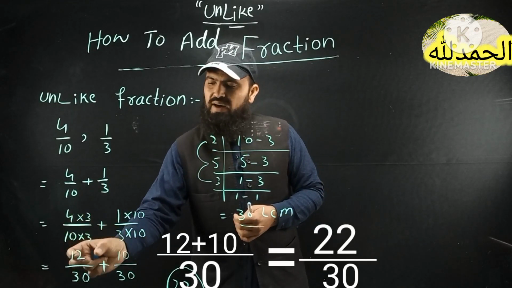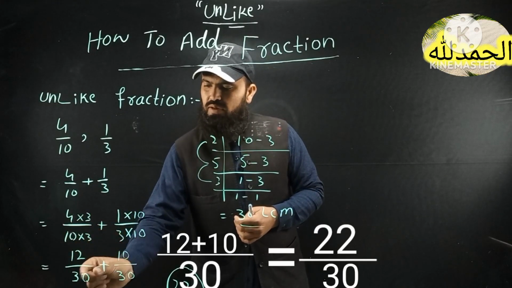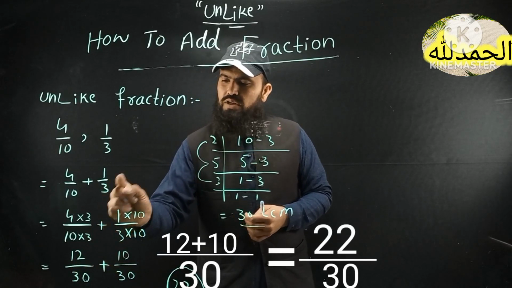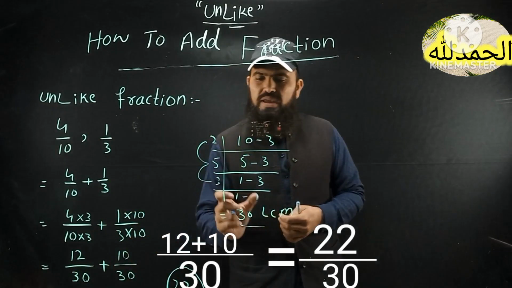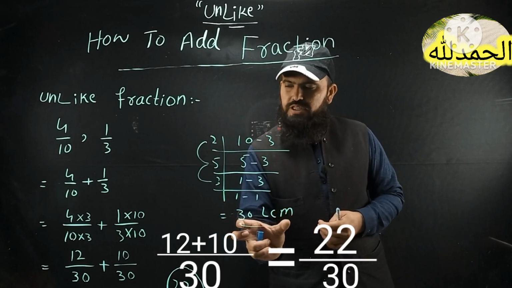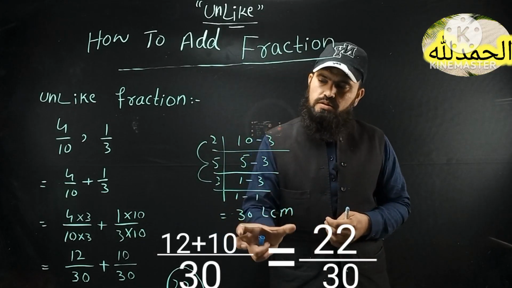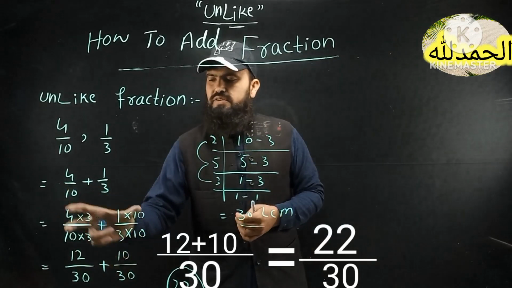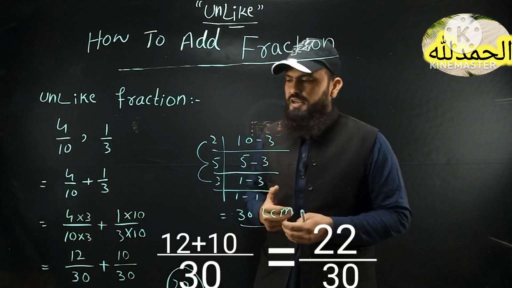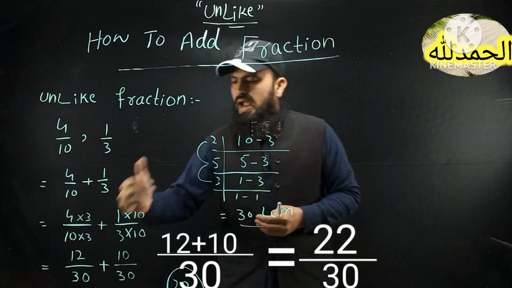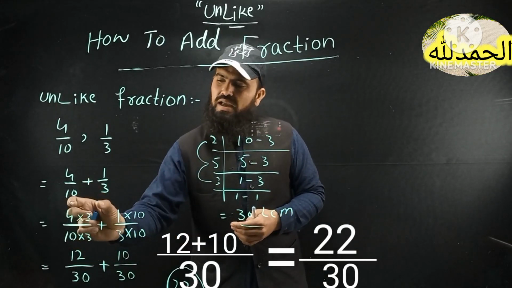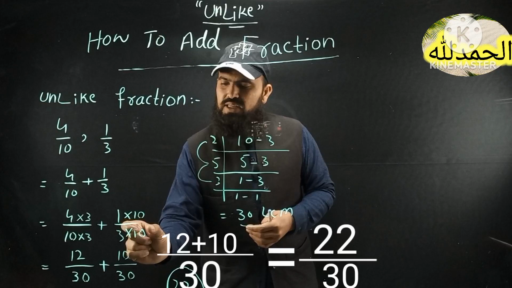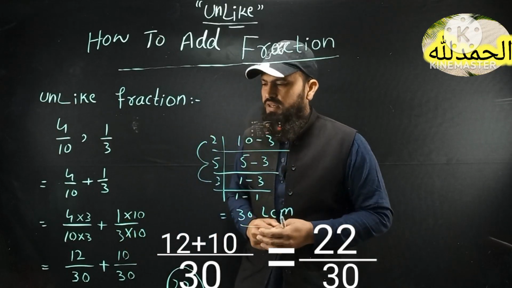10 multiplied by 3 is 30 and 3 multiplied by 10 is 30, which is required because our LCM is 30. When our LCM is 30, then both denominators need to be 30. And when we multiply 10 with 3, then this 3 is multiplied with the numerator, and this 10 is multiplied with the numerator.